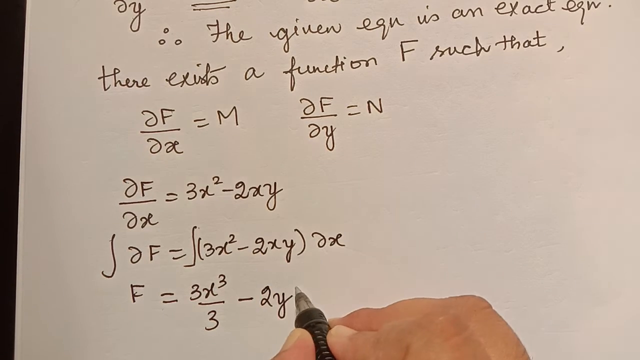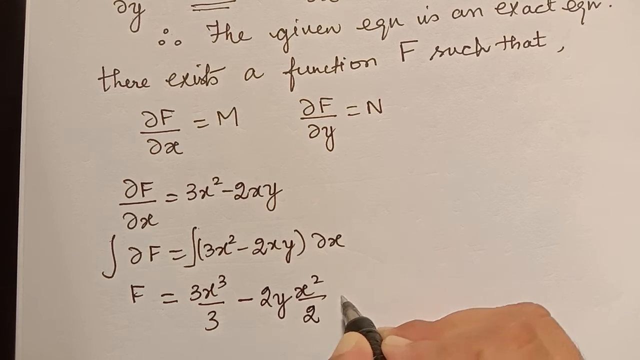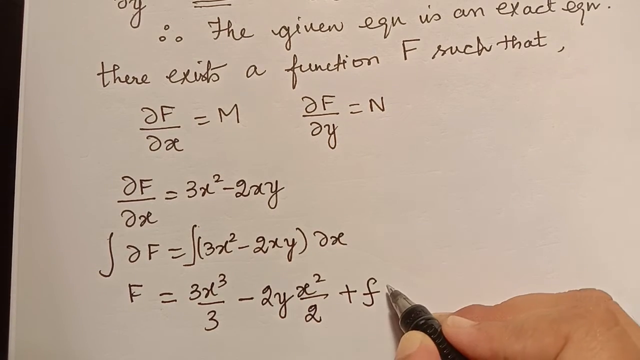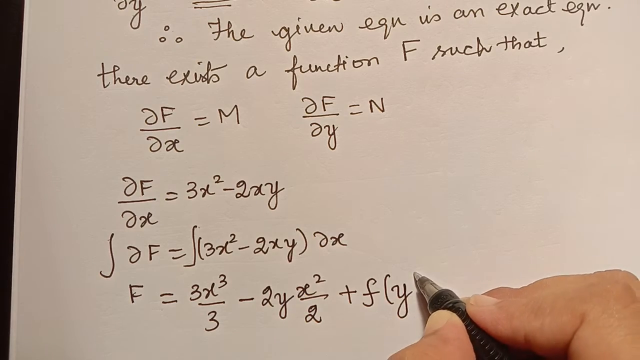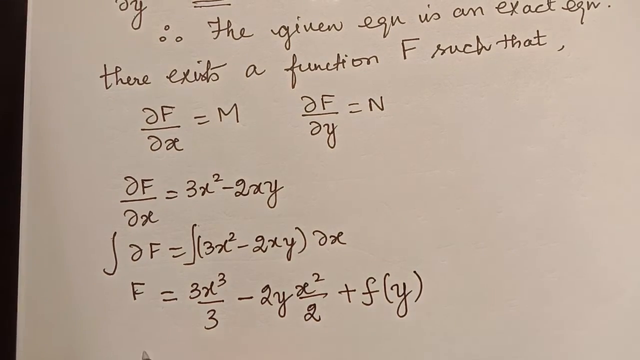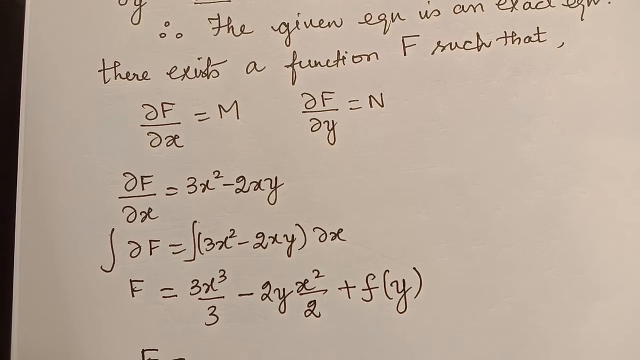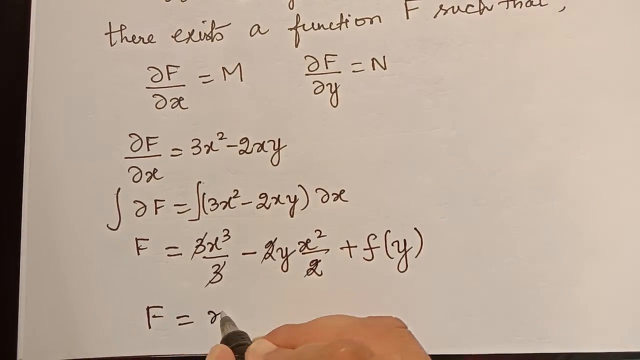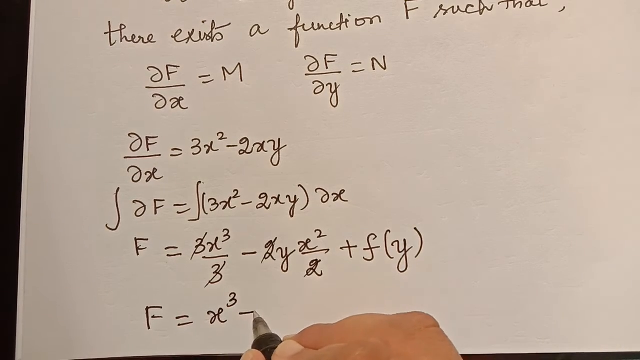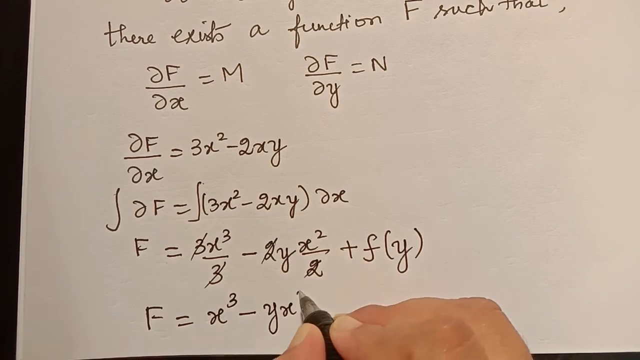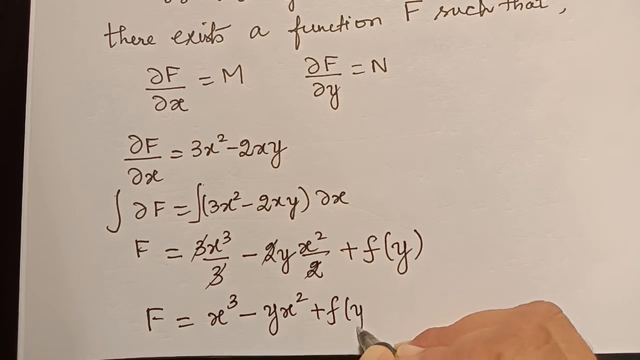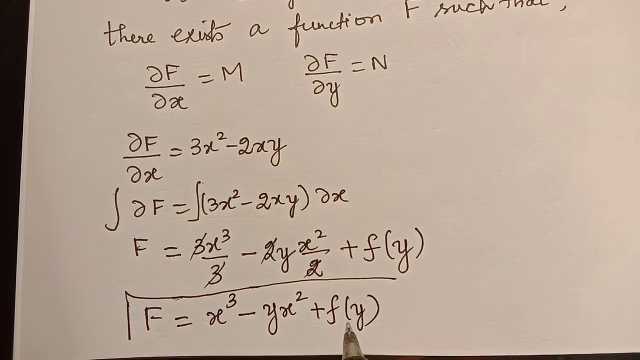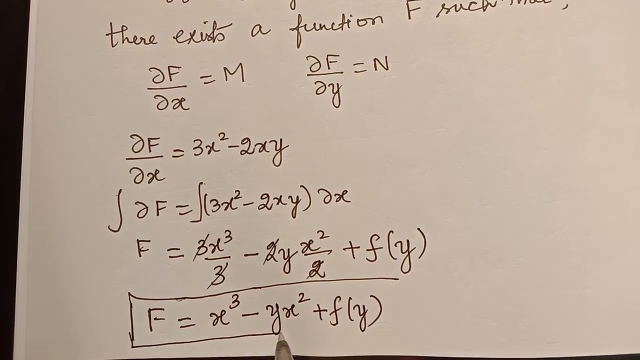So the integration of 3x² will be 3x³/3, and then minus 2y, which is a constant, and the integration of x will be x²/2, plus, because y is treated as constant, we will be having a function of y which is independent of x. Simplifying this further, this and this will get cancelled, so we will have capital F equal to x³ − yx² + f(y). So this will be our solution, but we have to find this f(y) to complete this solution.